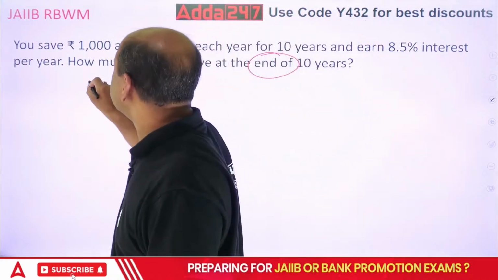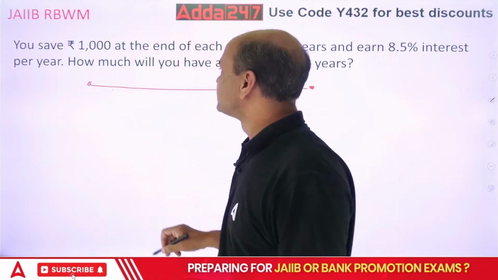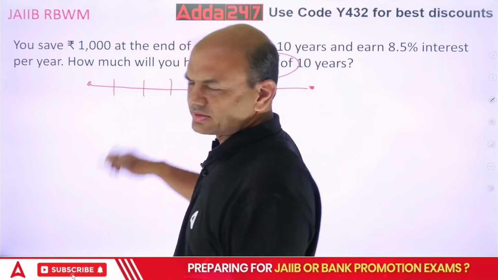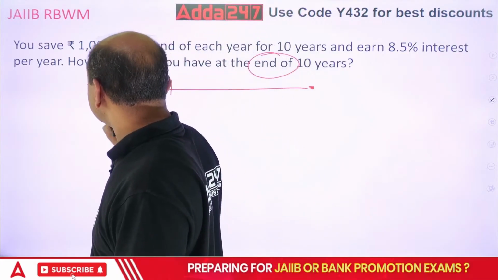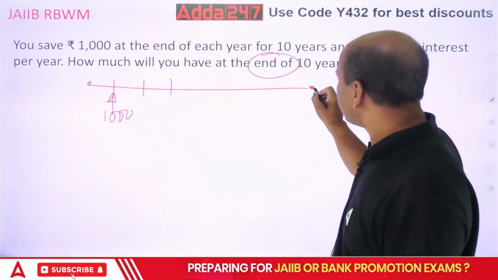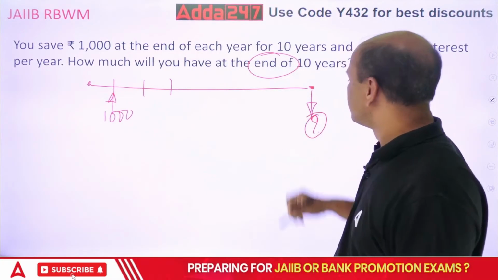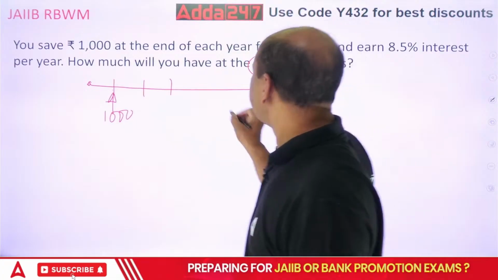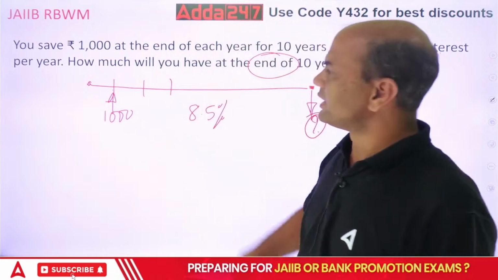So look, the problem is like this. I go on investing rupees 1000 at the end of each year, for 10 years. So every year I am putting 1000 rupees, for 10 years. Now what will I get at the end? At the end, what is my amount? That is the question. ROI is given, the rate of interest is 8.5%. The period is also given, 10 years.